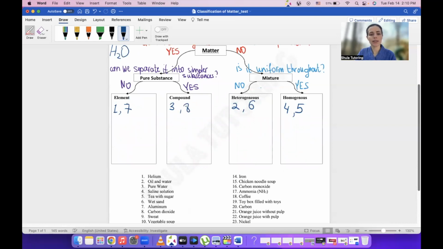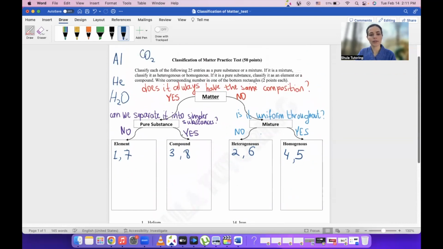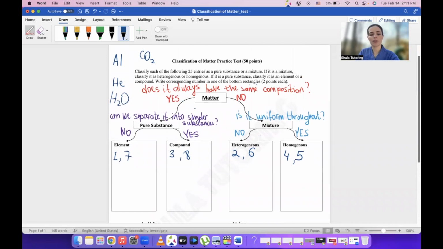So that's 8. Now, sweat, does it always have the same composition? No, because the composition of sweat varies from person to person. It really depends on your body. It depends, for example, on whether you are hydrated or not. If you are dehydrated, you'll have more concentrated sweat, and there are other factors as well. I think there are differences, male versus female, so the composition is not always the same, so it's a mixture.